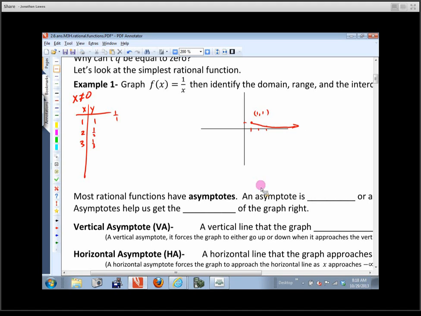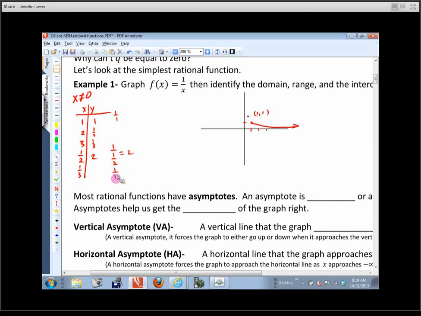Now, let's plug in some more interesting points. I want to know what happens in between 0 and positive 1. So let's say I plug in a positive 1/2. If I plug in a positive 1/2, I get 1 over 1/2. This has a name, remember it. It's a complex fraction. Flip the bottom over and multiply. What's 1 over 1/2? It's 2. So if I plug in a 1/2, I get out a 2. What happens if I plug in a 1/3?